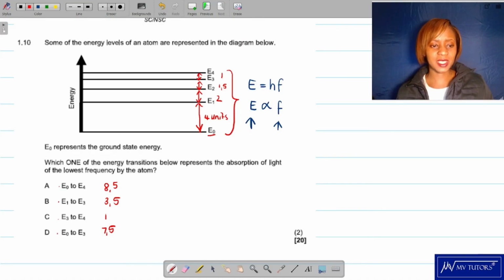Now they're asking which one of the energy transitions below represents the absorption of light of the lowest frequency. Remember, if you have the lowest frequency, then it means you have the lowest energy. The lowest here that I can see is from E3 to E4. There you have an energy of 1 unit, and that's the lowest. So if that's the lowest, it means the frequency there is the lowest. And that is it for question 1, guys.